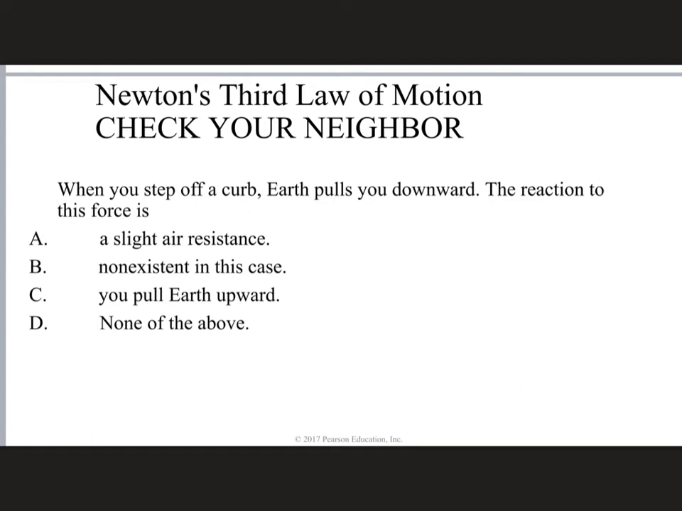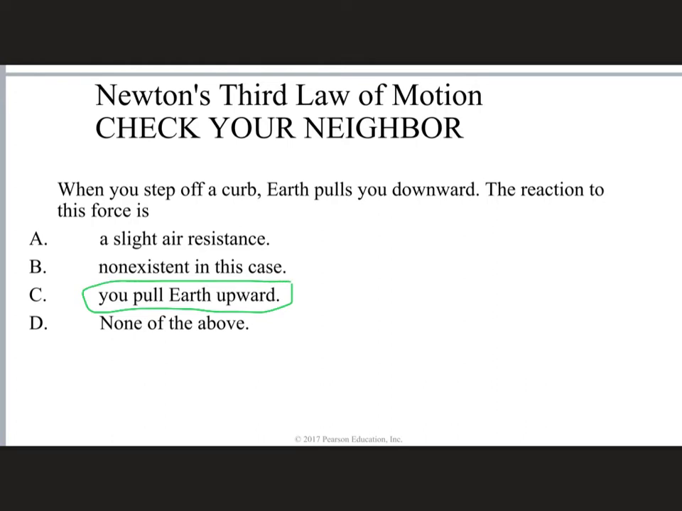Now, this example is a little bit silly, but it's worth thinking about maybe. So the idea is this: when you step off a curb, gravity is going to pull you down. So you fall down off the curb because gravity is pulling you. According to Newton's third law, what's the reaction force to that? Well, you actually pull the earth up towards you a little bit. Isn't that weird? You pull the earth upward. That's the answer according to Newton's third law. But how is that possible? How is it that you are actually pulling the earth upward?